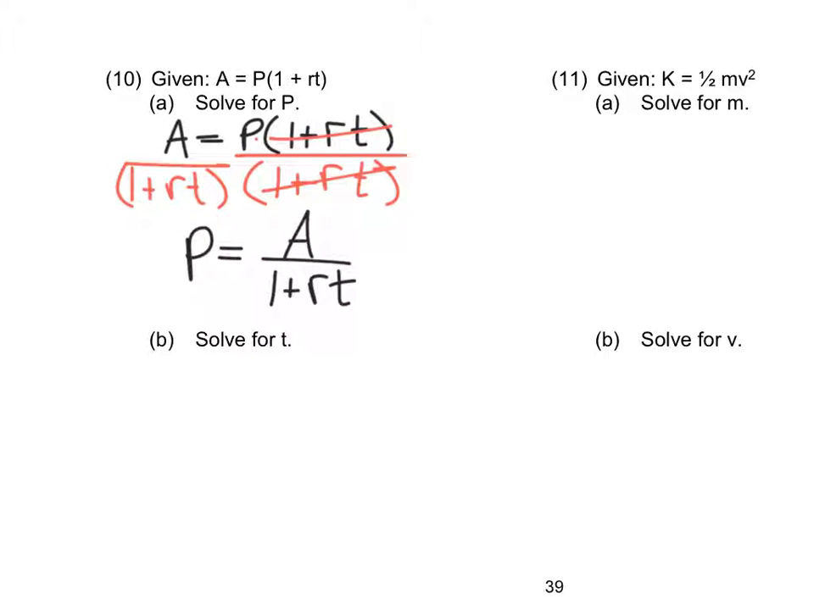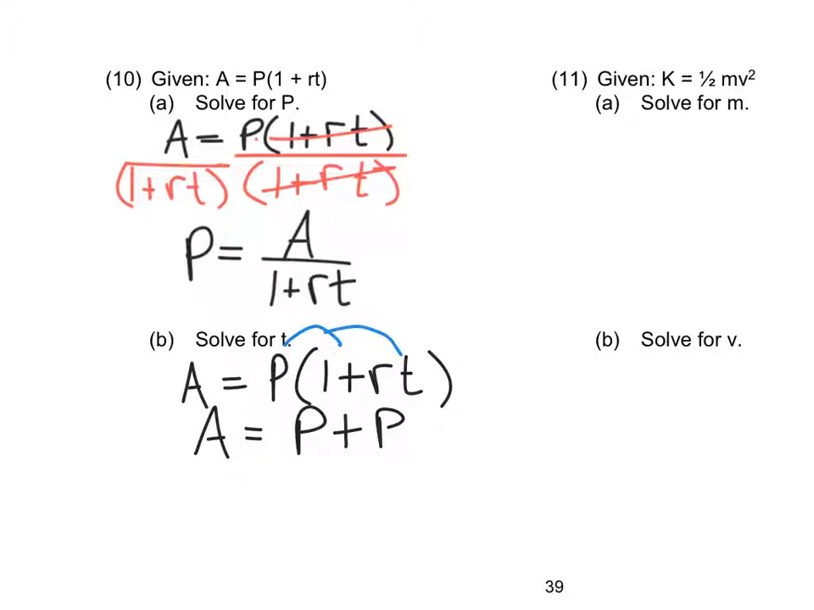Now the other way is a little bit more complicated. So if you got jammed up on this one, that's completely understandable. What if it says solve for T? All right, so I've got to break the T out of captivity. So, jailbreak.